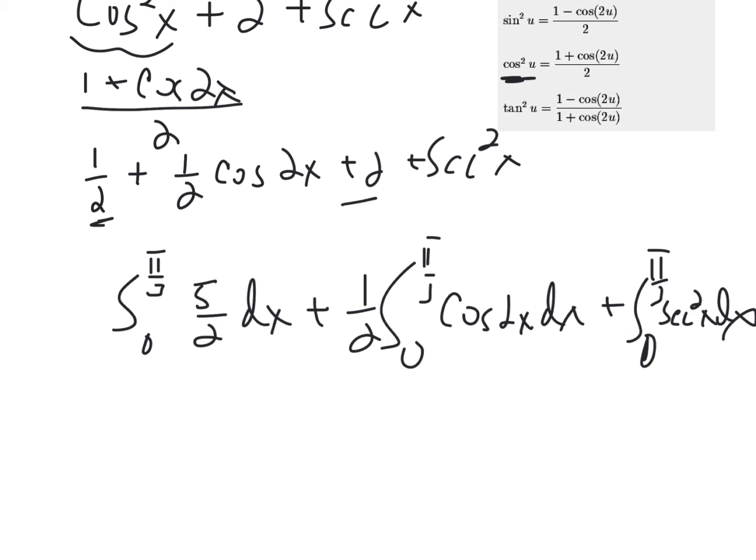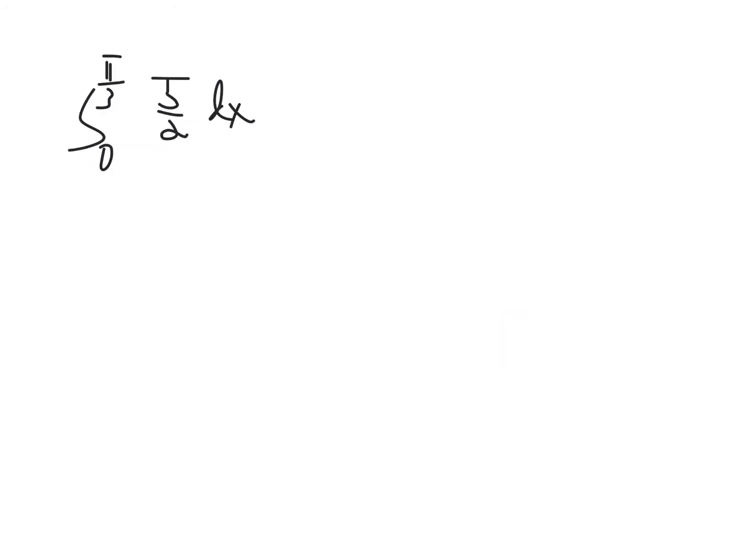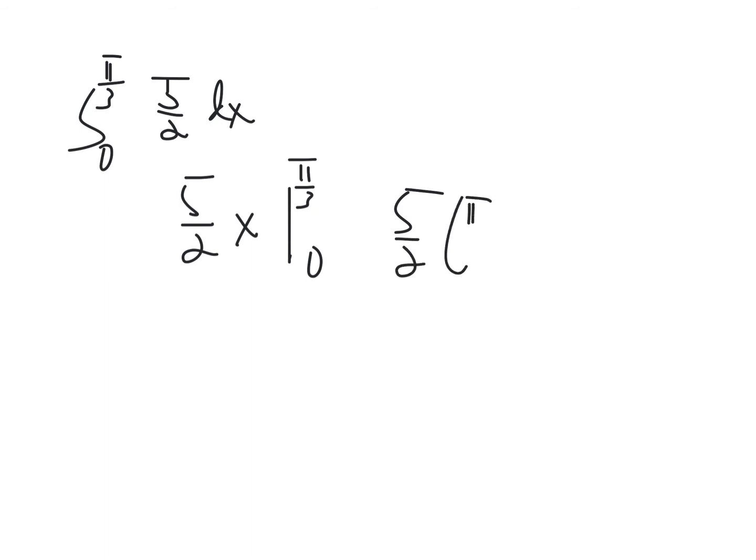Okay, so let's see here. We know the antiderivative of this is 5/2 x. And then we're going to evaluate this from 0 to pi over 3. So 5 over 2 times pi over 3 minus 5 over 2 times 0, right? The mistake I tend to make is I'll forget to do the second part. But because it's 0, we don't have to. I would have been okay. So this gives me 5 pi over 6, right?